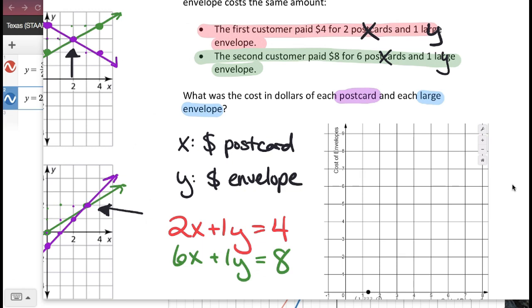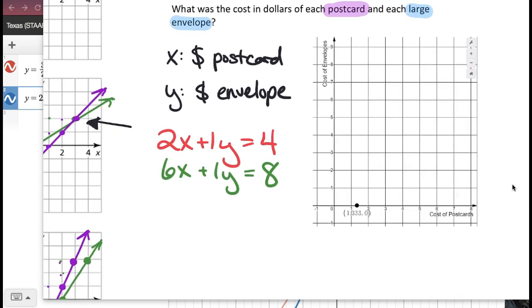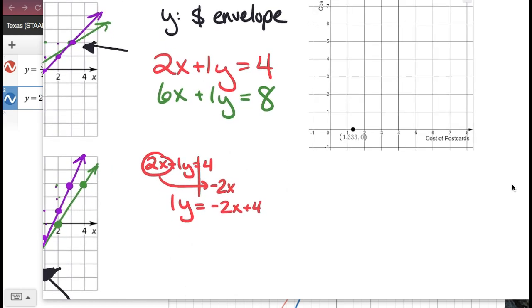But I don't just want to write this equation, I want to solve it. I want to be able to graph these two lines, see where the system intersects so that I know what the solution, or the cost in dollars of each postcard and each large envelope, is. So I know I need to solve these equations for y because I'm going to have to graph these things. Okay? So we're going to solve the first equation for y, cross a line, change the sign. We'd have 1y equal to negative 2x plus 4. If you feel the need to divide by 1, go for it, but if you know dividing by 1 doesn't change anything, you can skip this step. Y equals negative 2x plus 4.